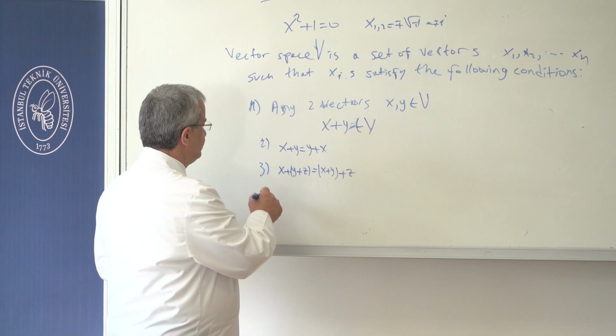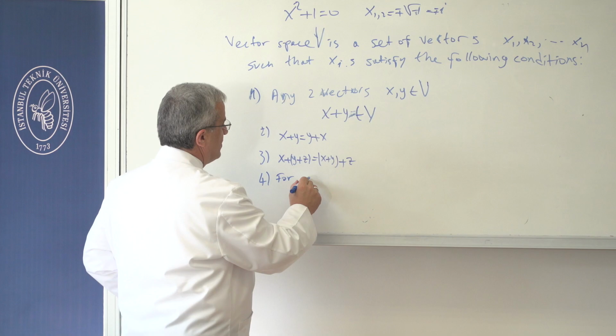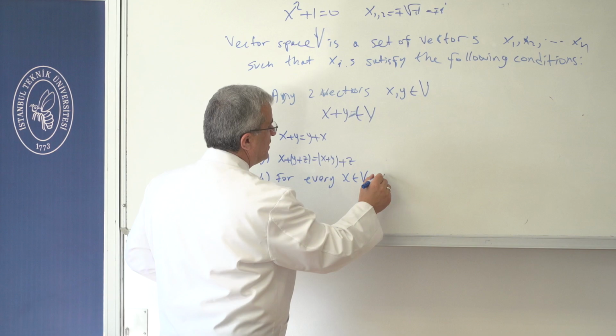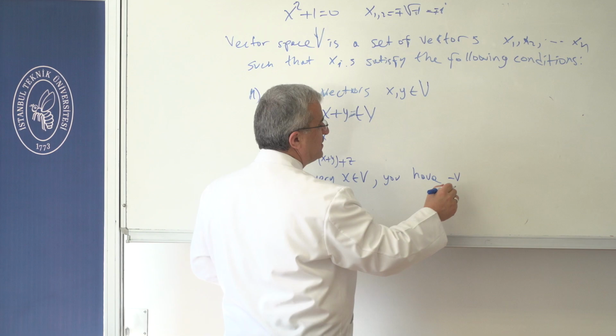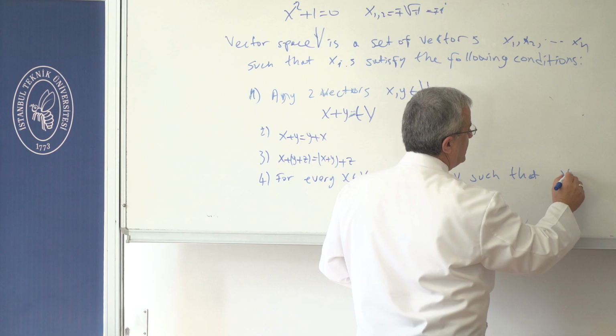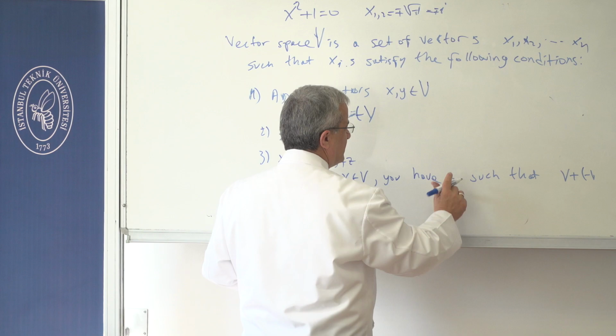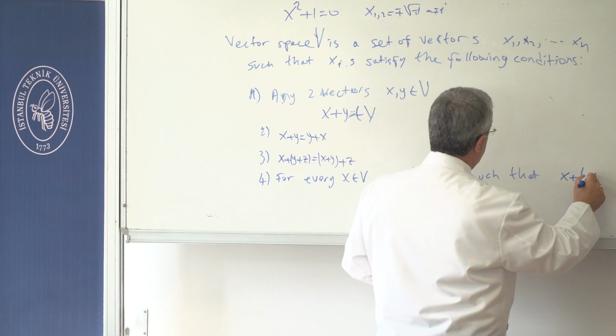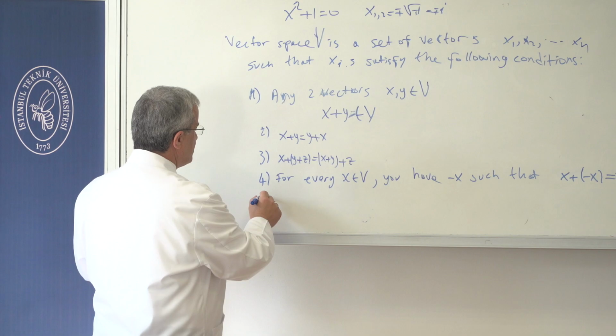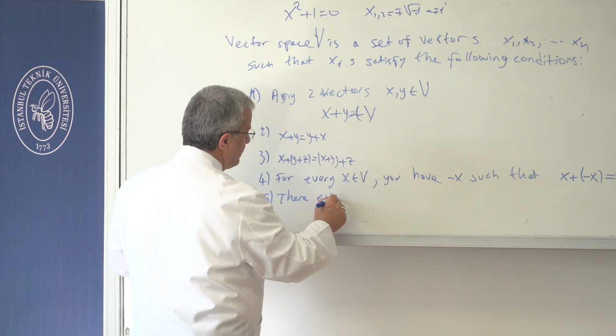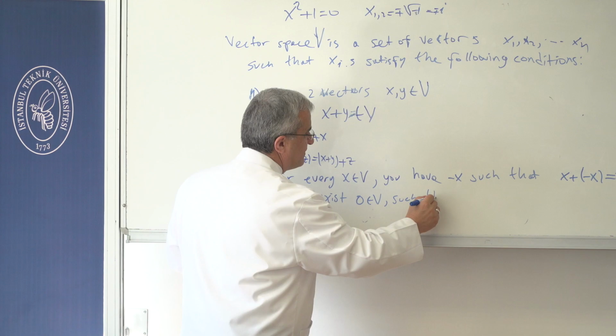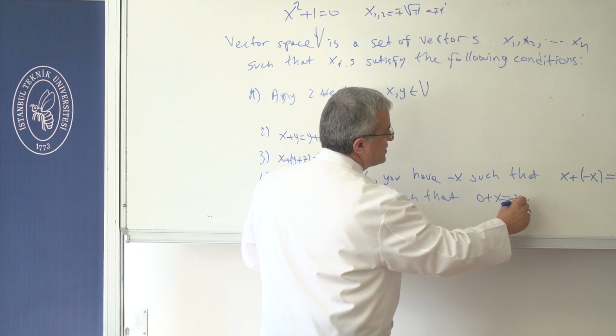For every x in V, you have a minus V such that x plus minus x is equal to 0. Of course, before that, I should say there exists a 0 vector such that 0 plus x is equal to x for every x.